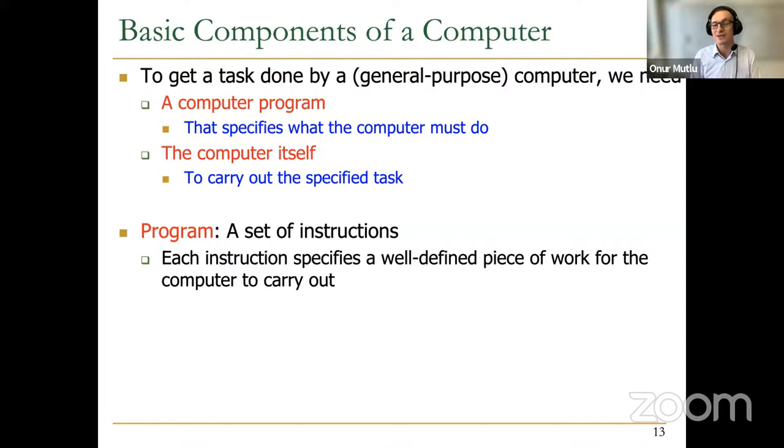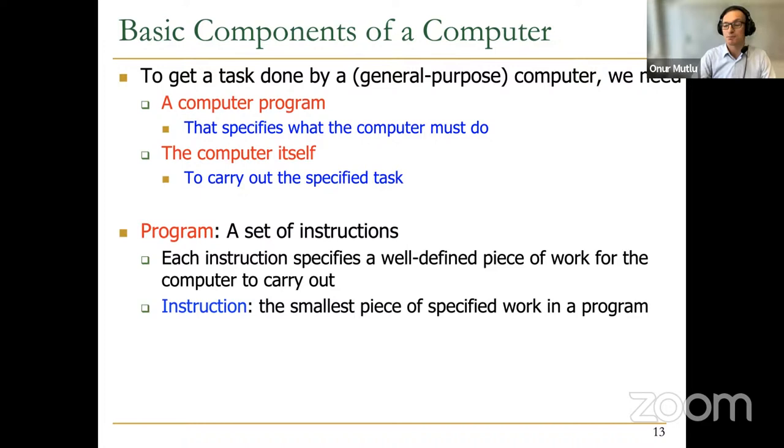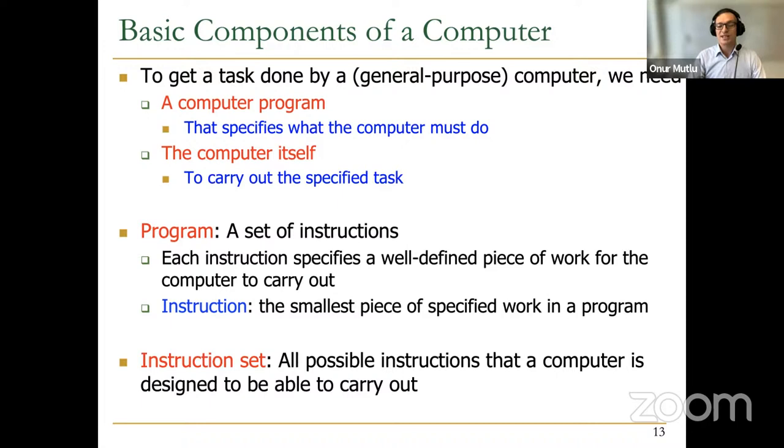An instruction is the smallest piece of work specified in a program. You cannot specify anything smaller than the granularity of an instruction. Hopefully, this is obvious, and we will see that when we see programs. What is an instruction set? An instruction set is essentially all possible instructions that a computer is designed to be able to carry out. And essentially, a computer promises the programmer that they can use these instructions and the computer is able to carry them out. That's the instruction set, or ISA, instruction set architecture.